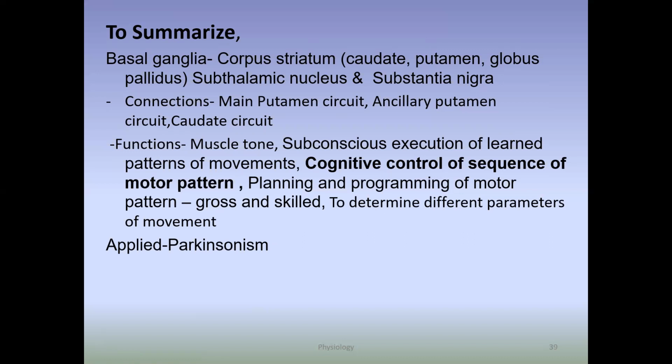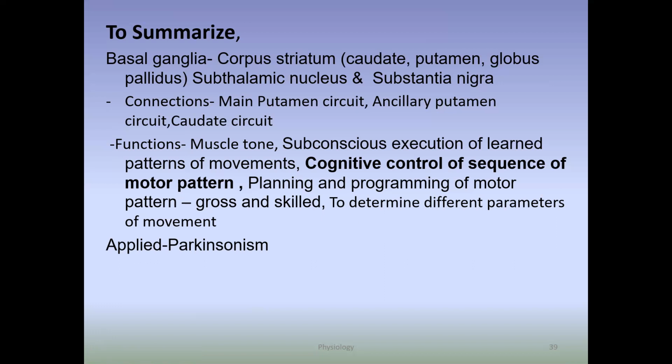Main functions of the basal ganglia are maintenance of muscle tone by activating the medullary reticular formation inhibitory area, which in turn causes inhibition of gamma motor neurons. Second function is subconscious execution of learned patterns of movement by the putamen circuit. Cognitive control of sequence patterns of movement is because of the caudate circuit. Planning and programming, along with the lateral cerebellum. And determining the different parameters of movement is again a function of the basal ganglia. In applied, we have to remember mainly Parkinsonism, and then hemiballismus, chorea, and athetosis.